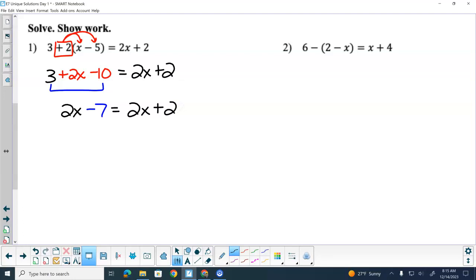Okay? Logan, which way do you want to move the variables? You want to move them to the left or you want to move them to the right? To the right? Okay. If I move them to the right, what do I have to do in order to do that?